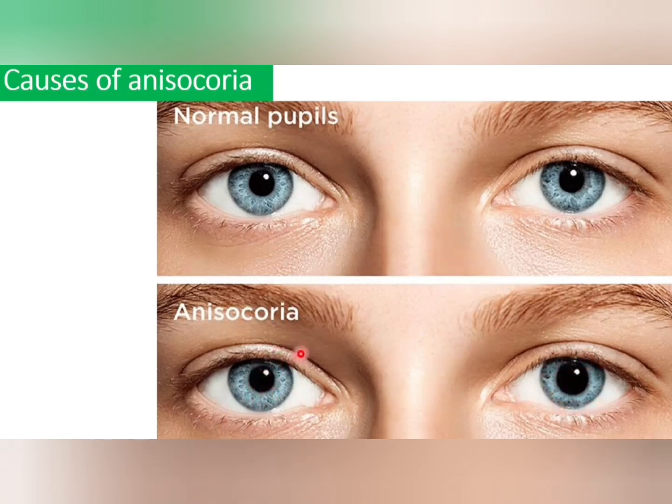If I talk about the causes of anisocoria or unequal pupil sizes, first, sometimes anisocoria is just a normal thing. About 20% of people have naturally different sized pupils, and it does not mean anything is wrong. But there are also some conditions where anisocoria might be a sign of something more serious.